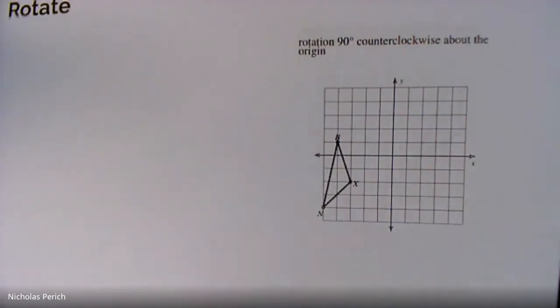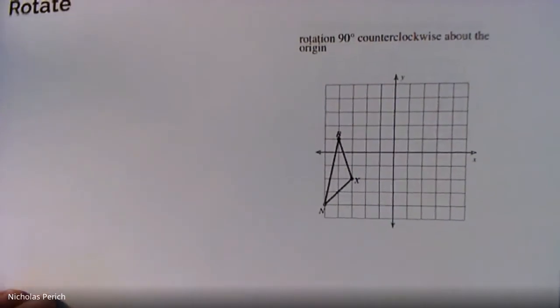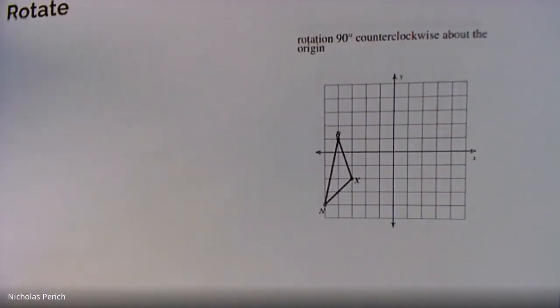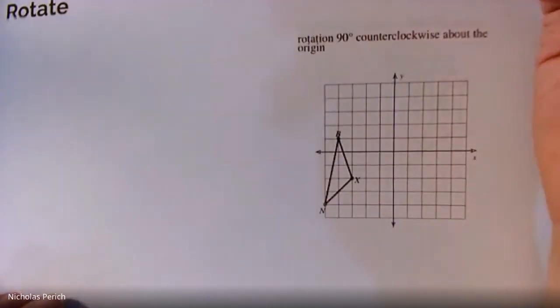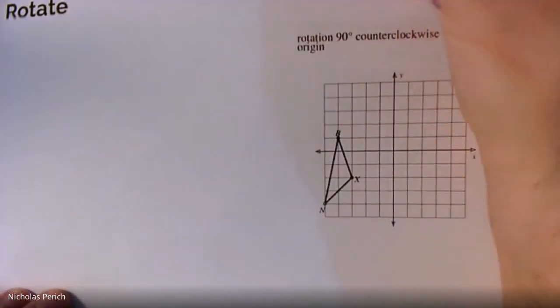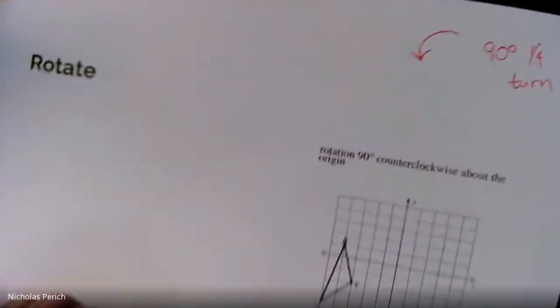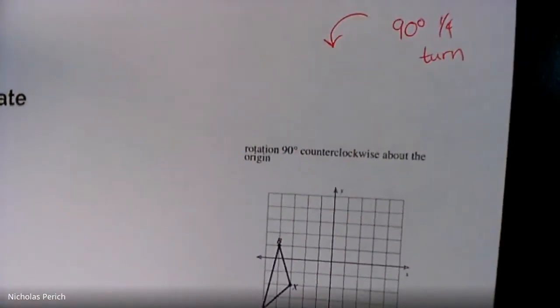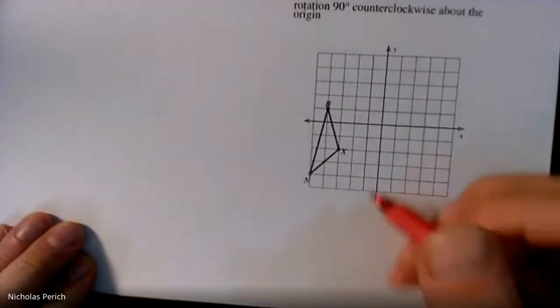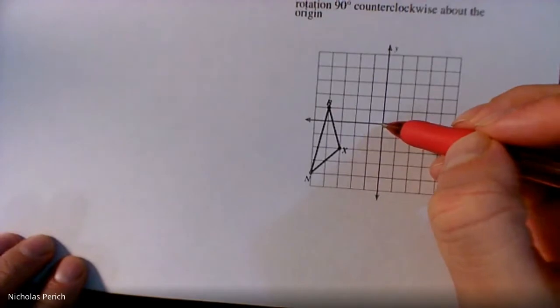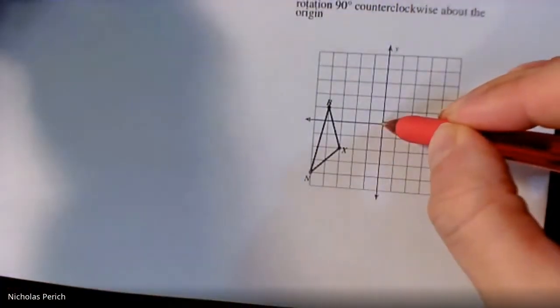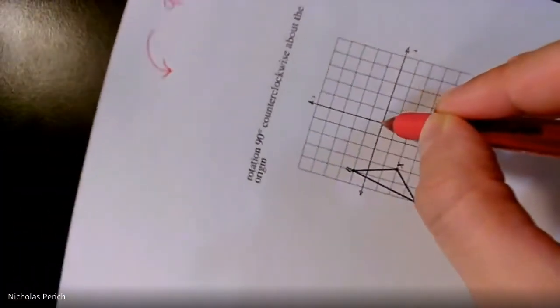This is how we rotate, okay? And I have so many videos on this, it's ridiculous. The problem is you're in a different city than I am, and it's hard to see. Counterclockwise goes this way. 90 degrees is a 1/4 turn. So this is what I'm going to do. I'm going to take my picture and rotate it 90 degrees counterclockwise, a 1/4 spin.